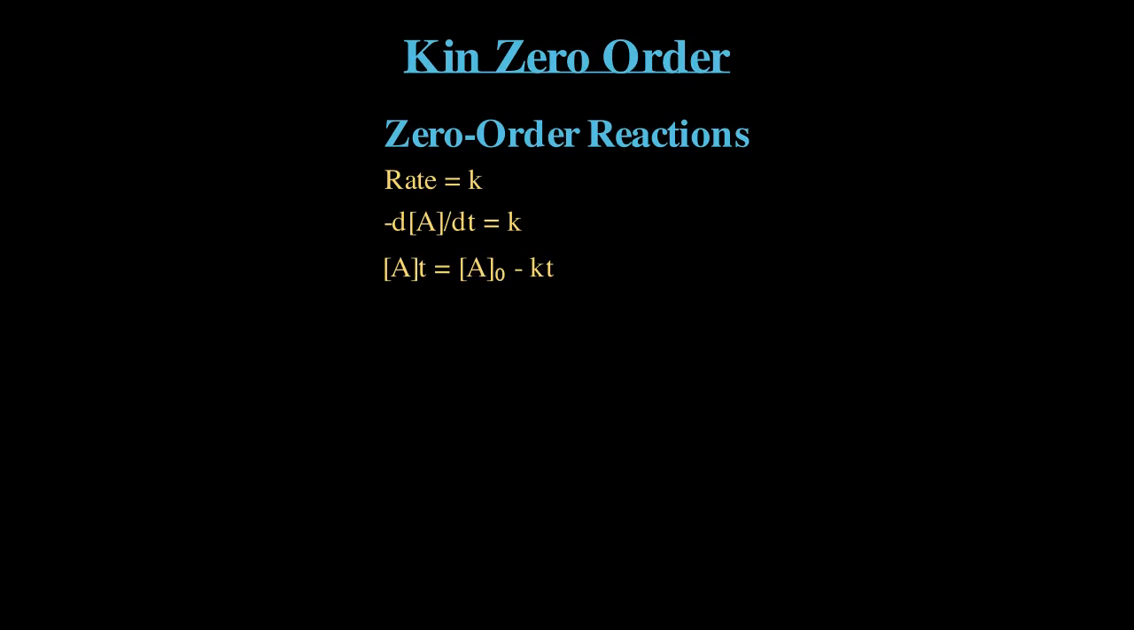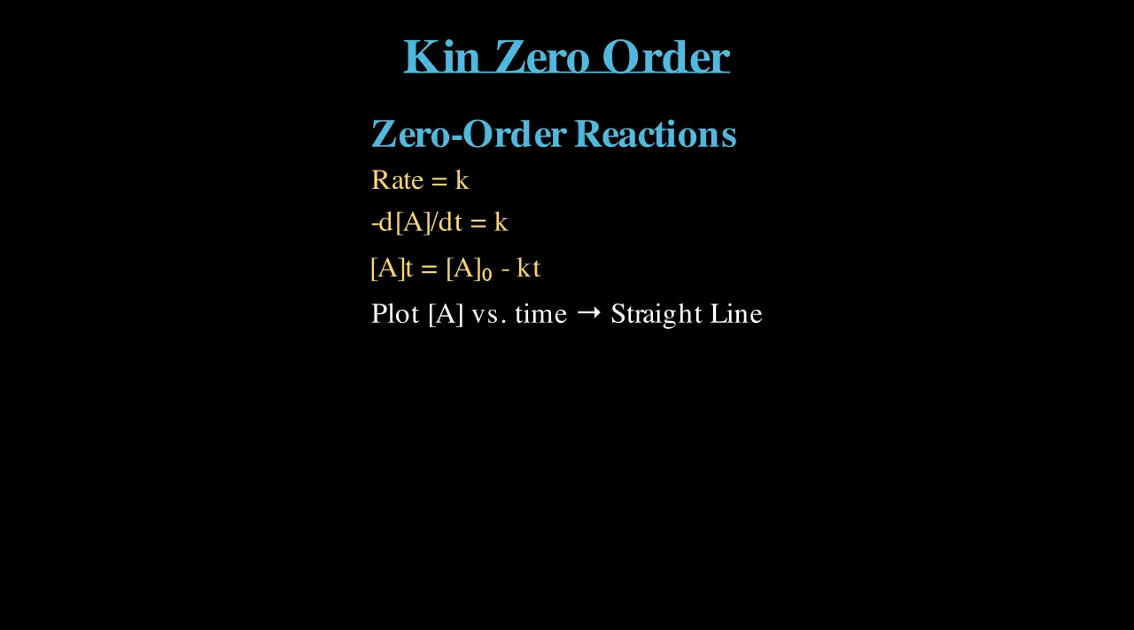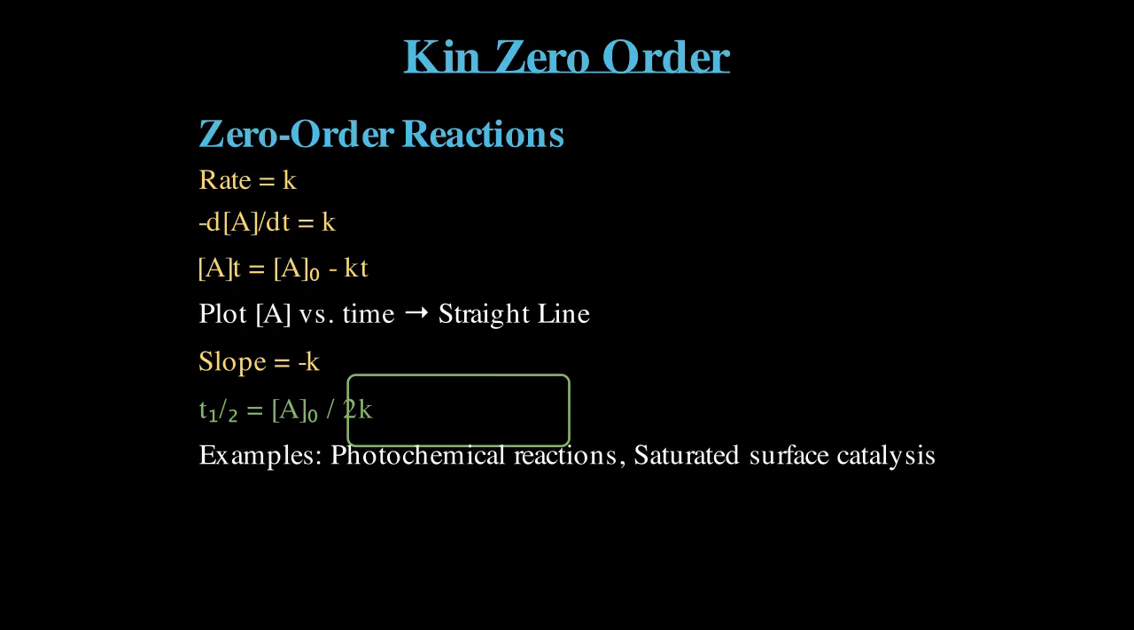This is the equation of a straight line, y equals mx plus c. So, a plot of concentration versus time gives a straight line with a negative slope equal to minus k. Now for the half-life, which we call t-half. This is the time it takes for half of the reactant to be consumed. Setting it equal to a naught divided by 2, we find that t-half equals a naught divided by 2k. Notice here that the half-life depends on the initial concentration. Common examples include some photochemical reactions and enzyme-catalyzed reactions when the substrate concentration is very high.